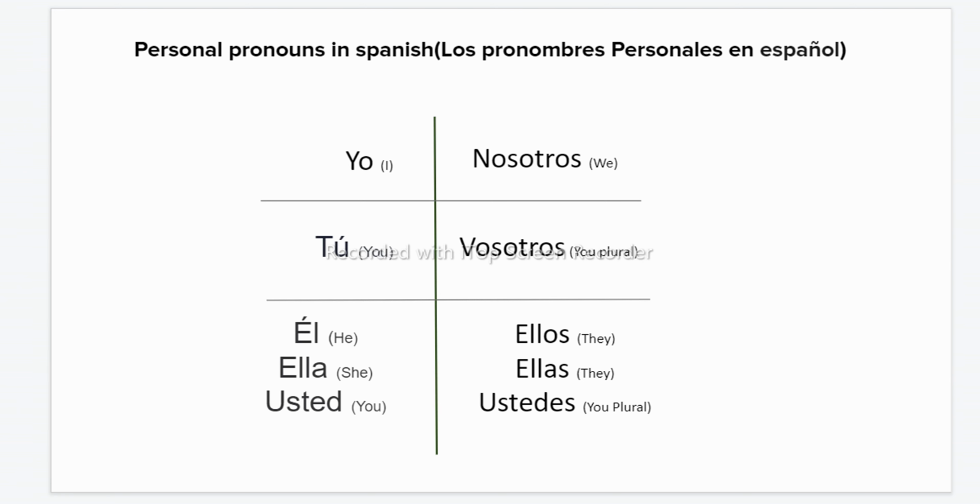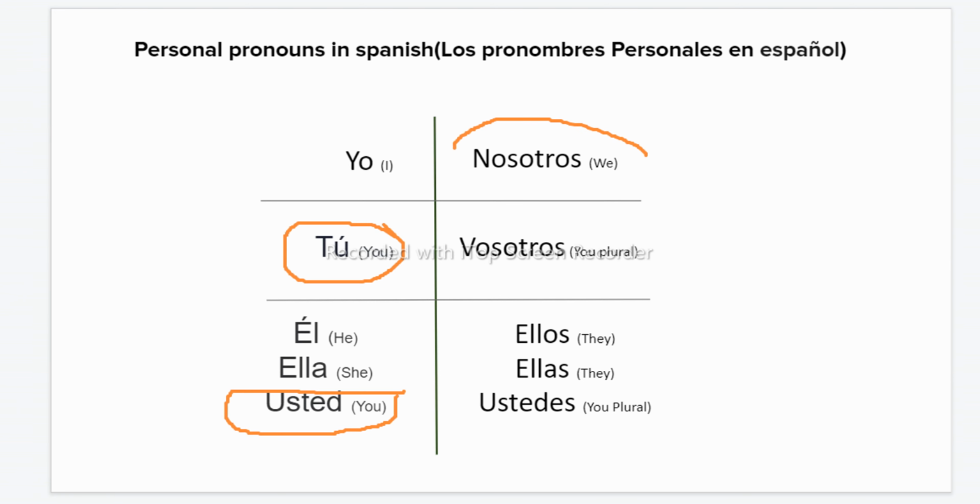You is usted. Why have I written tú and usted here when they both mean the same? No, actually tú is an informal way to greet or address somebody, and usted is a formal way to greet or address somebody. So usted you can use with a person who is at a higher authority than you, for example your boss, or some police officer. With those people you can use usted, and with your friends you can use tú.